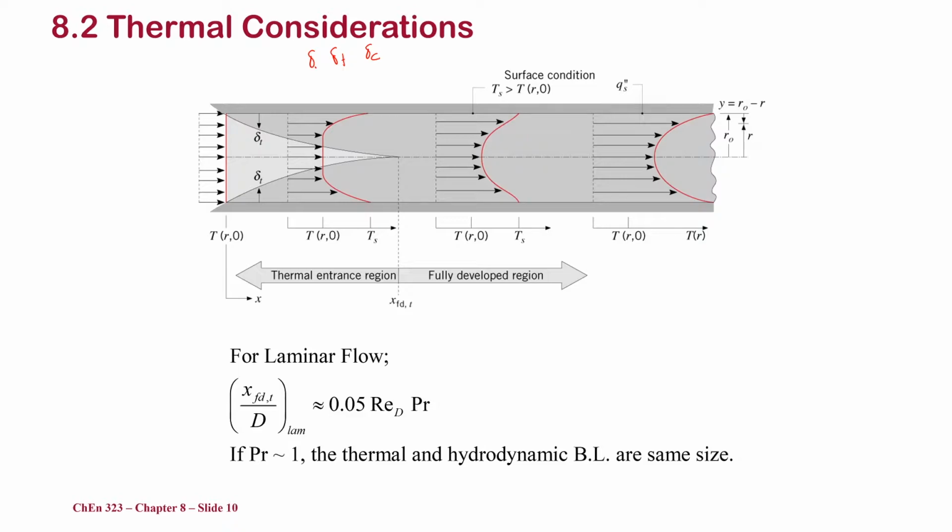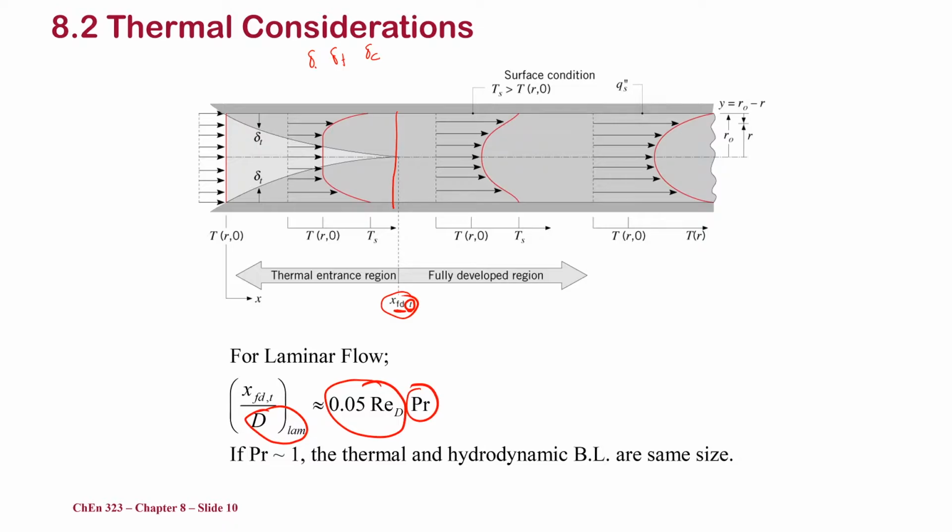So this is called the thermal entrance region, where the thermal boundary layer merges, and this is going to be called fully developed for thermal. T indicates thermal, and the criterion is basically 0.05 multiplied by Reynolds number multiplied by Prandtl number multiplied by D, where D is the diameter of the pipe. So this is how we calculate the thermal entrance region.